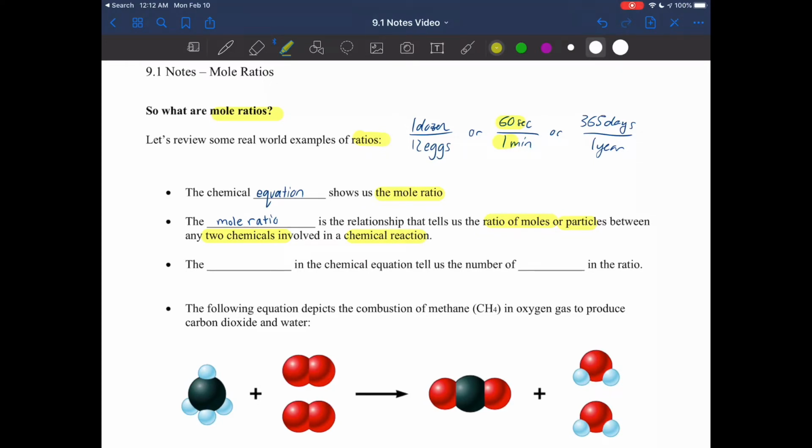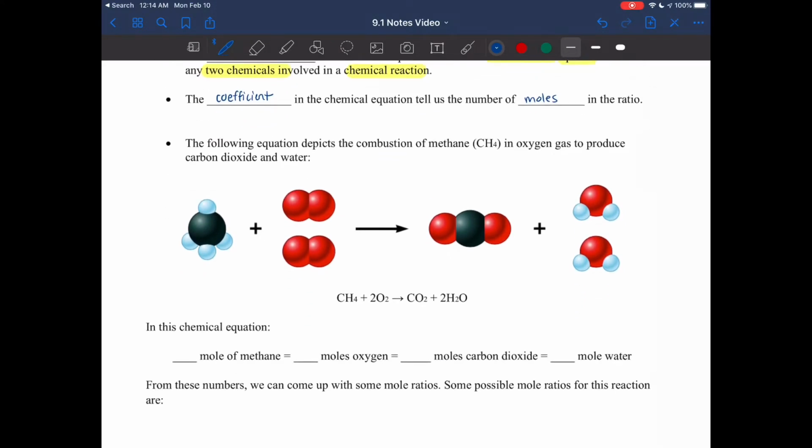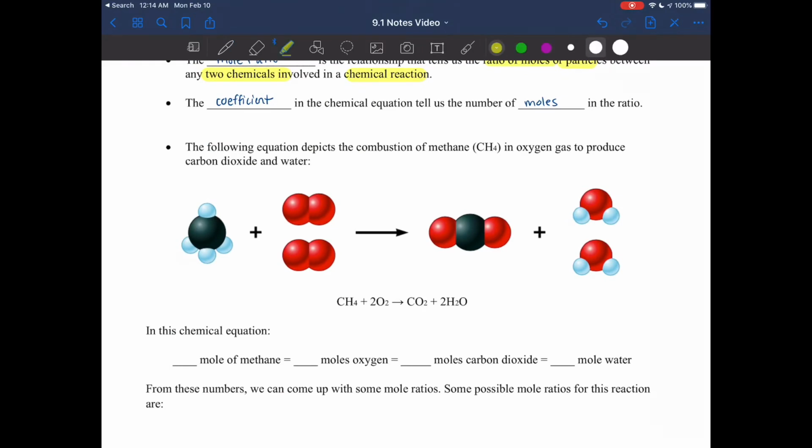So the coefficients in our chemical equation tell us the number of moles in our ratio. Those numbers at the start of our chemicals in our chemical equations that we change to balance it are very important here. So let's look over here at this combustion of methane, or CH4, in oxygen gas to produce carbon dioxide and water. It has this beautiful picture.